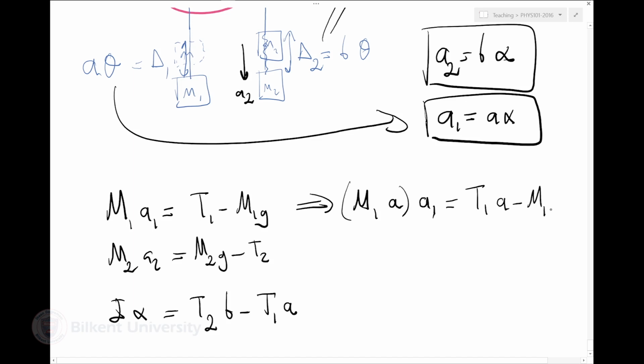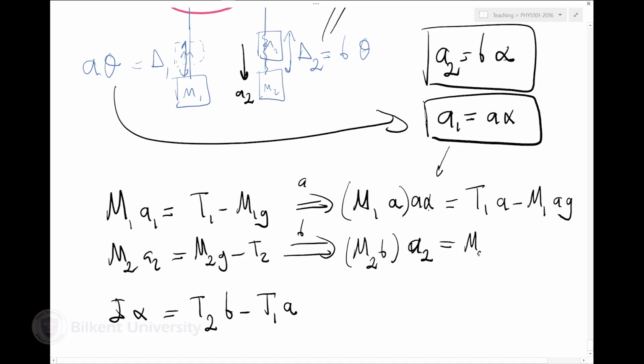minus m1ag. But instead of a1, I will just write a times alpha. Is that okay? Similarly, here I multiplied by a, and here I multiply by b. I'll write m2b times a2 is m2bg minus t2b. And again, I can use a2 here. It's going to be b times alpha.